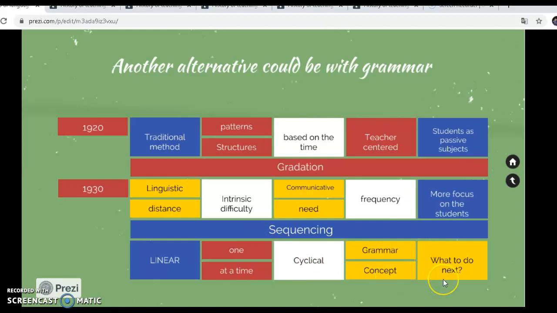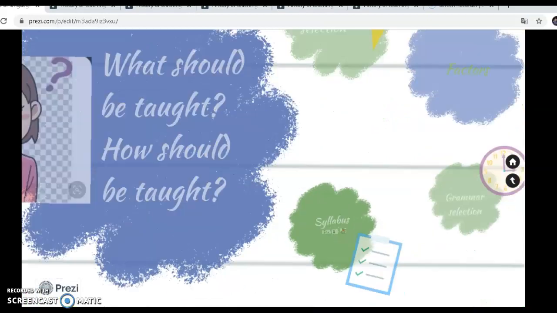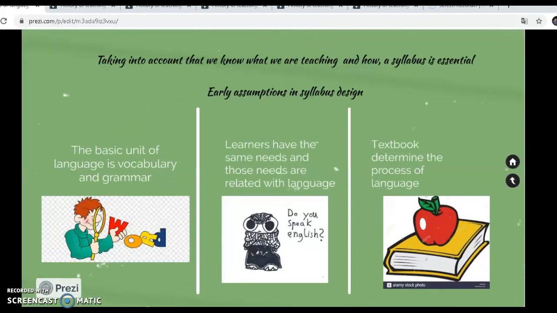However, what to do next? We had the grammar selection and the vocabulary selection, but what can we do with those alternatives? Taking into account that we know what we are teaching and how, a syllabus is essential.